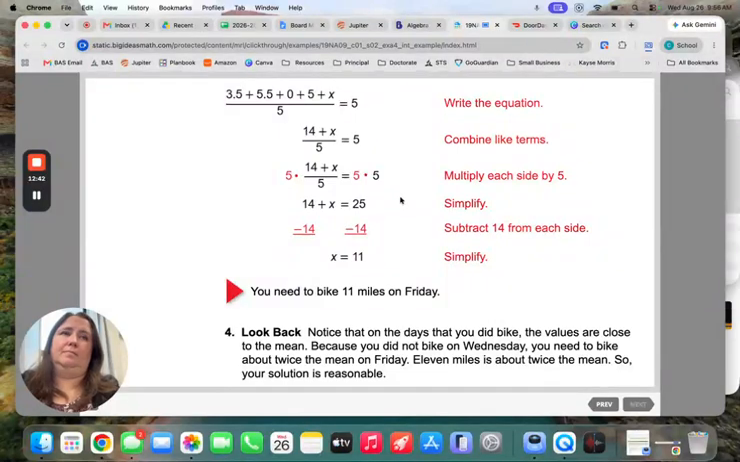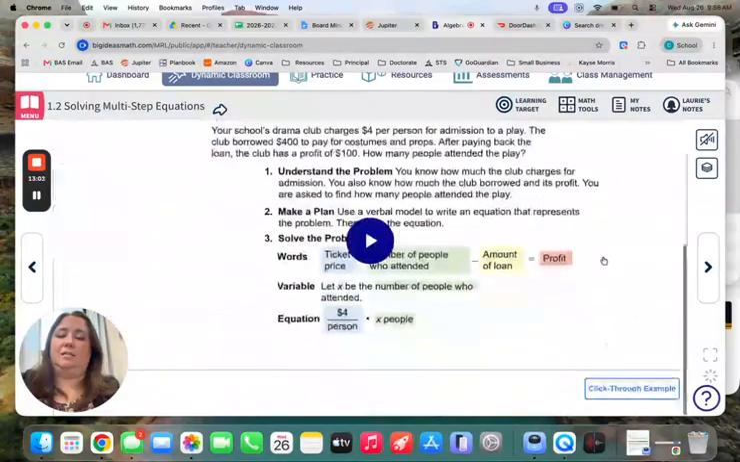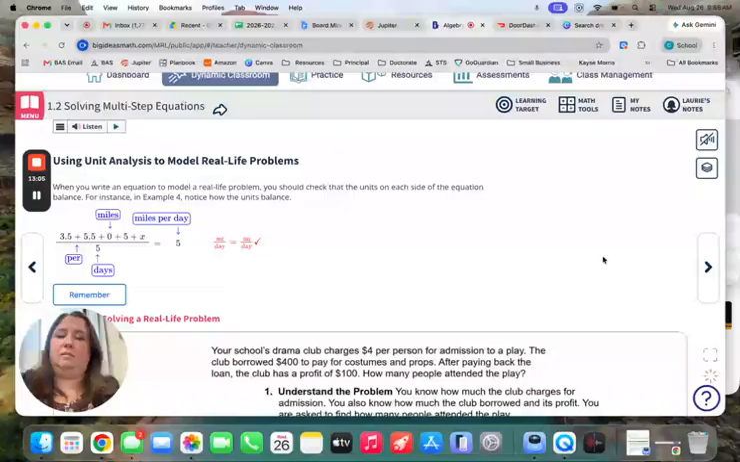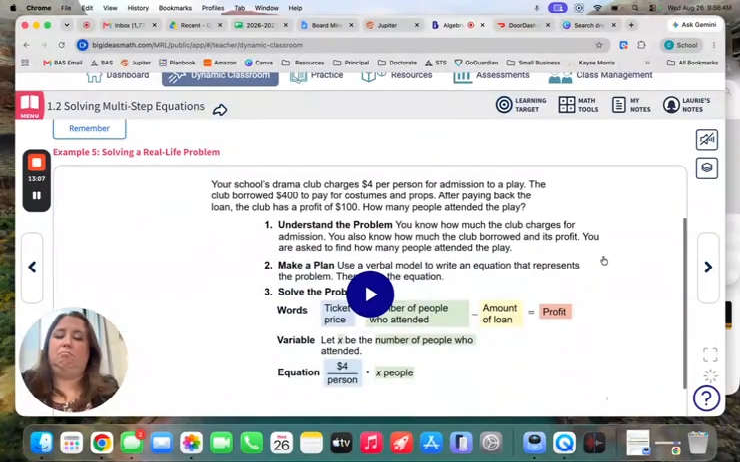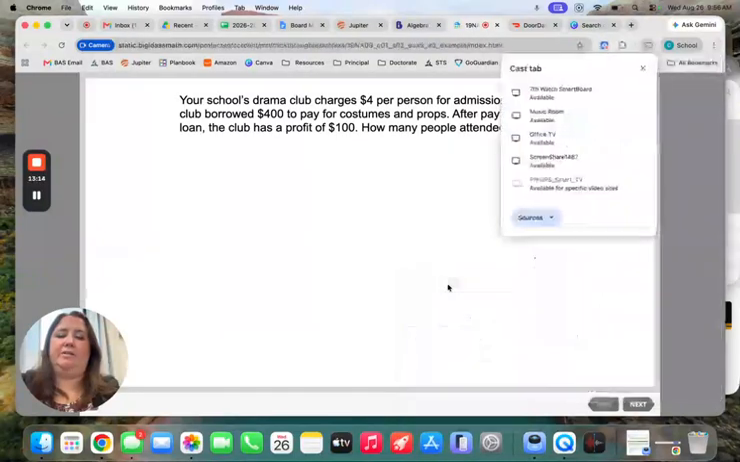This is one of the easier questions we did. Correct. 11 miles. I won't take off if you don't say 11 miles on Friday. As long as you say miles, we're good. All right, does everybody have that written down? Very good. I'm going to do the last example. Okay, so go to example 5 in your journals.